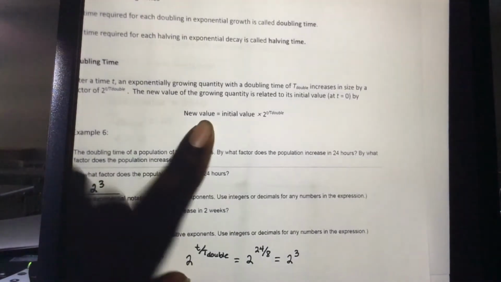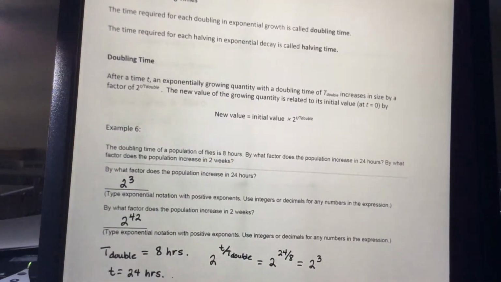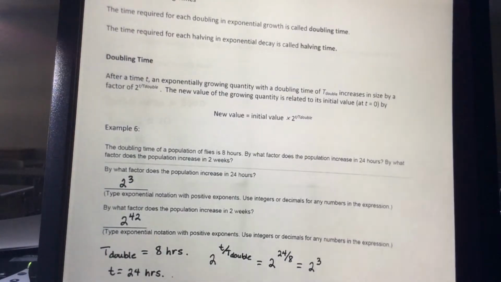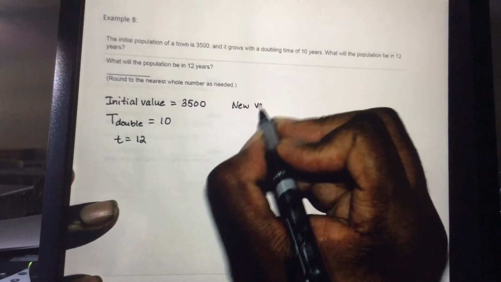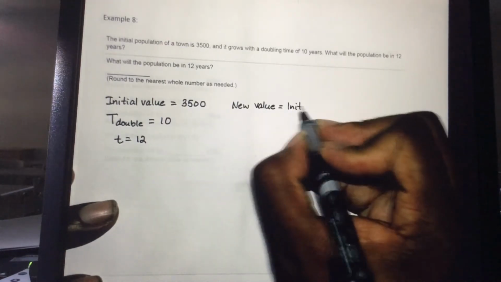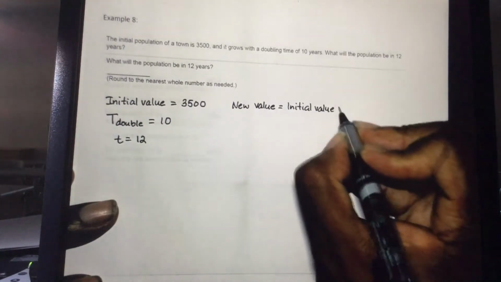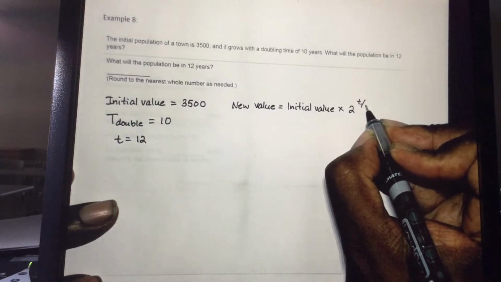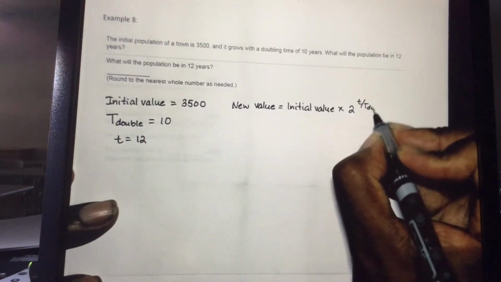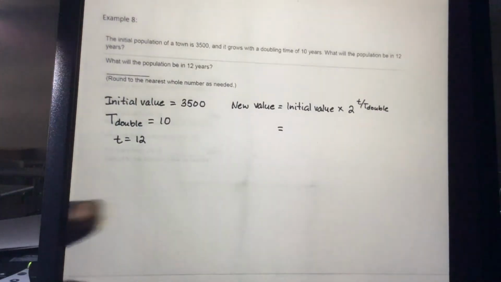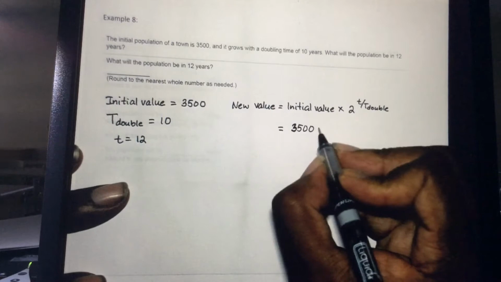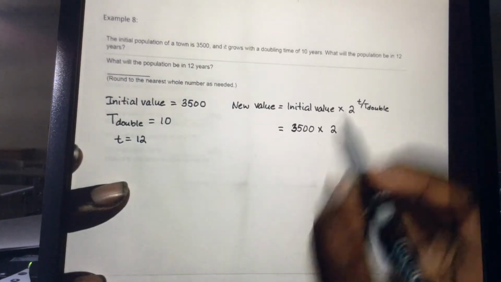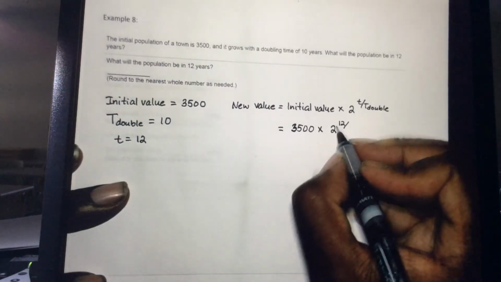Okay, now that's where we use this doubling time formula. New value is equal to the initial value multiplied by 2 raised to the t divided by t sub double. And we just substitute into that formula. The initial value was 3,500, multiplied by 2 raised to the lowercase t, that's 12, divided by t sub double, that's going to be 10.